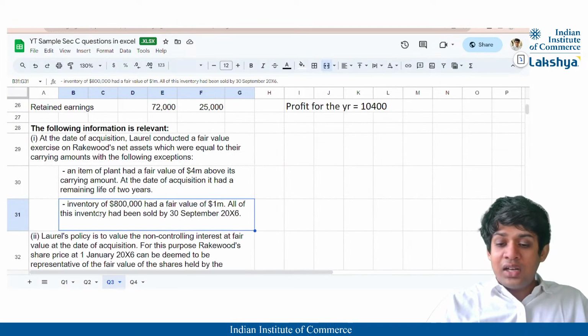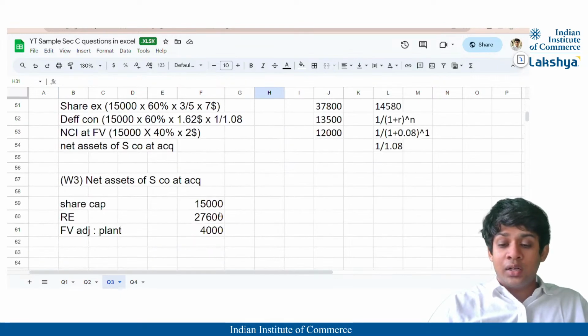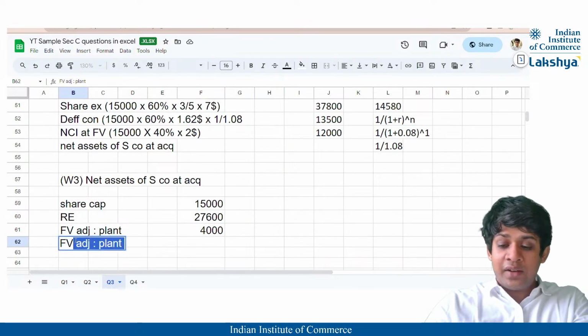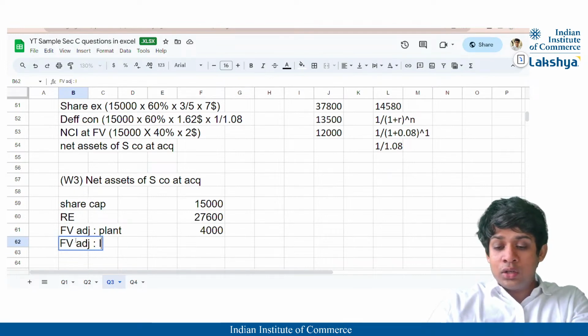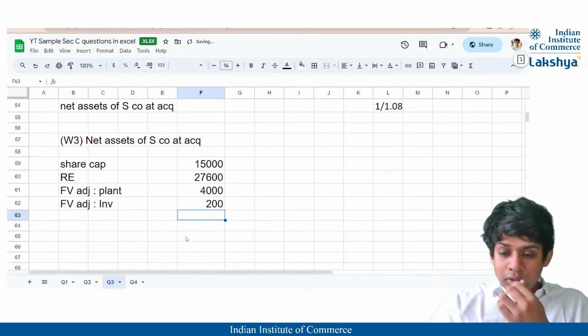Also there was inventory which was fair valued, right? You can see here inventory of 800,000 had a fair value of 1 million. All of this inventory has been sold by 30th September 2006. That means by the reporting date, all of this inventory has been sold. But its fair value has increased at the date of acquisition, correct? Because at the date of acquisition the inventory value was $800,000, which has increased to 1 million. That means there is a 200,000 increase. So the fair value adjustment for the inventory also will be stated, 200,000, which is nothing but 200, correct?